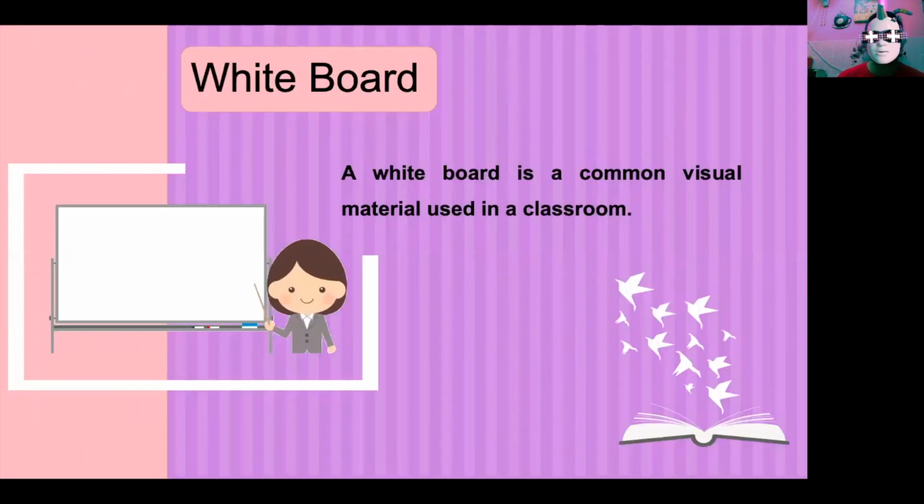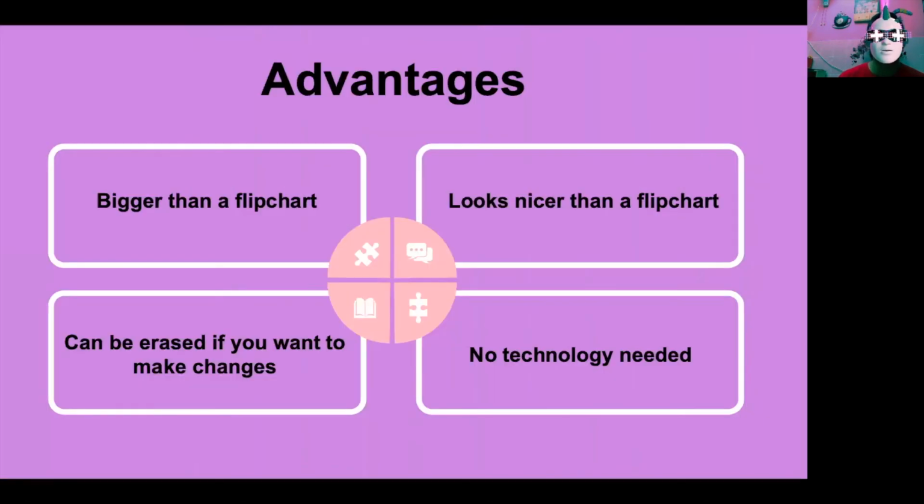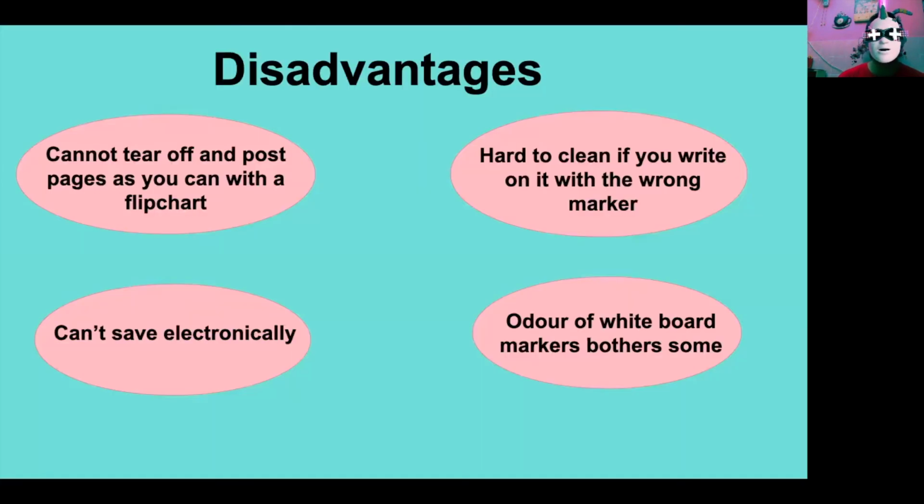Whiteboard. A whiteboard is a common visual material used in a classroom. Kelebihan whiteboard ni apa? Better than flip chart, looks nicer, can be erased. You don't need technology, but you cannot tear off. It's very hard to clean, can't save electronically, and sometimes ada bau sikit lah. Order of whiteboard markers bothers some.